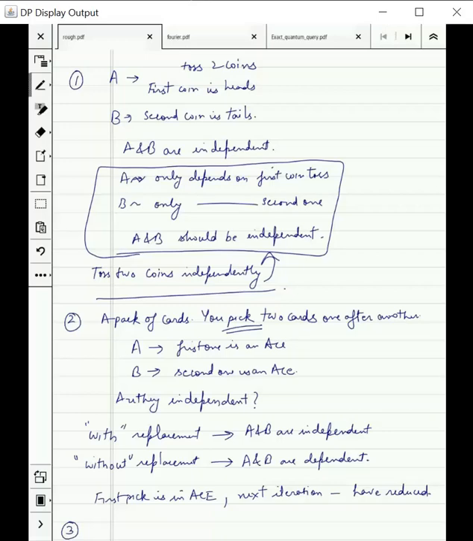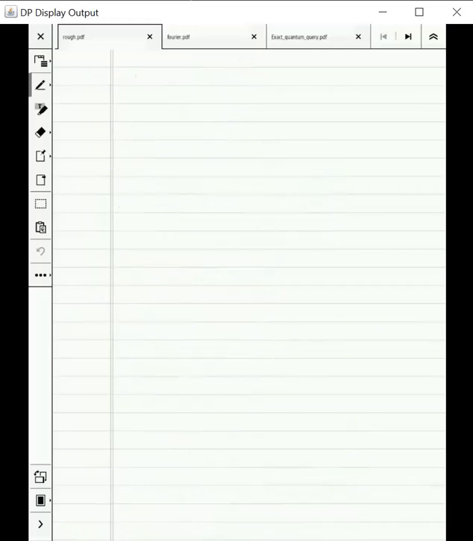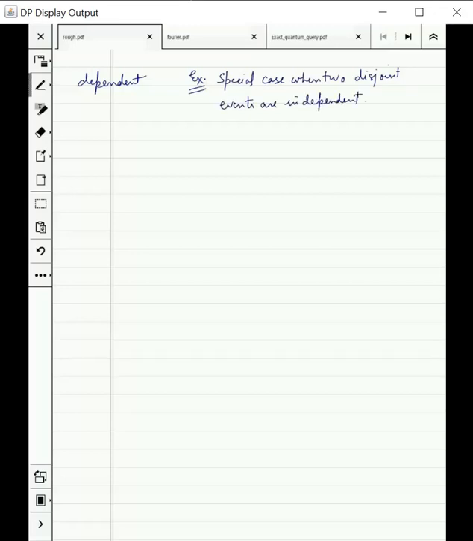The third example would be any sample space. Suppose A and B are disjoint events. Intuitively, once I know that A has happened, then the probability of B is 0. So the probability of B given A is 0. Knowing A gives me complete control over B, so they cannot be independent. So these two events are dependent. As an exercise, there is a special case when two disjoint events are independent. You need to find that special case. I leave it as an exercise.